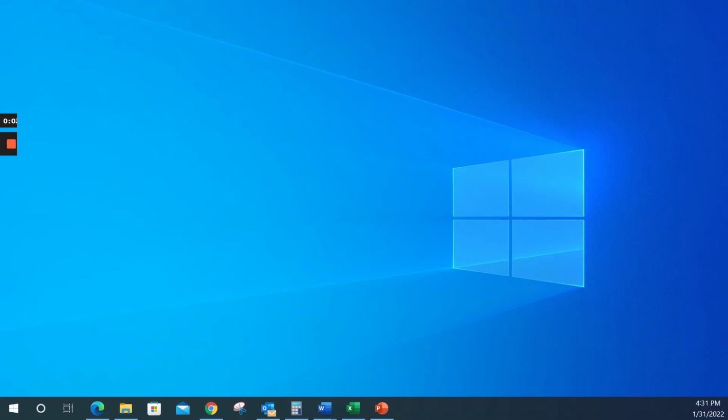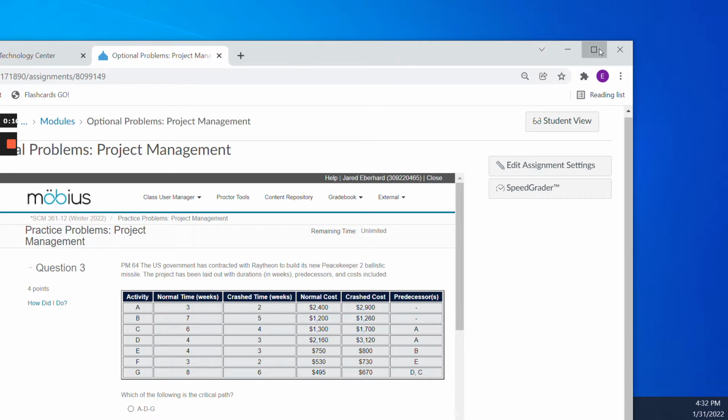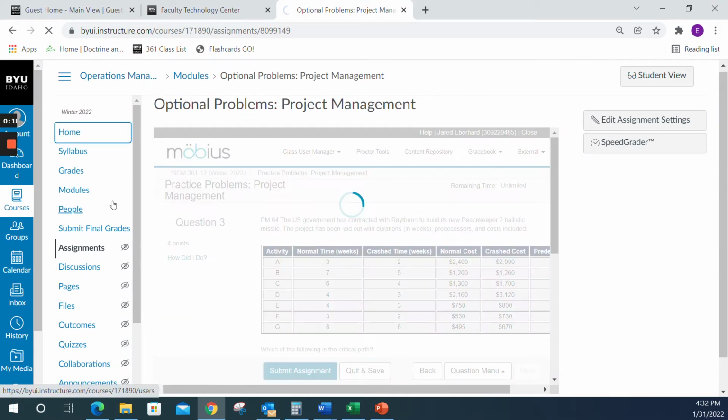All right, welcome students. Here's my attempt to show you a little bit more of a project management problem, especially one that involves some crash costs. The one I'm going to take comes straight from the practice area.